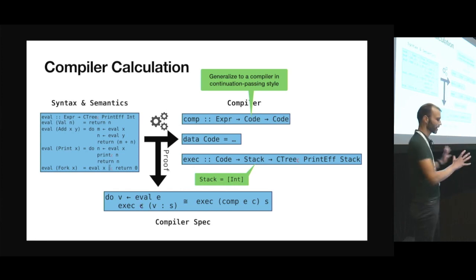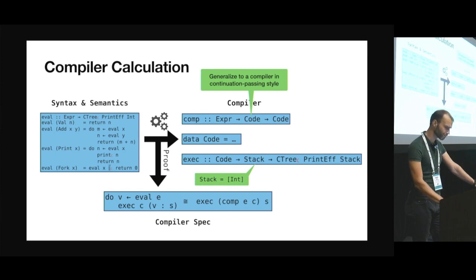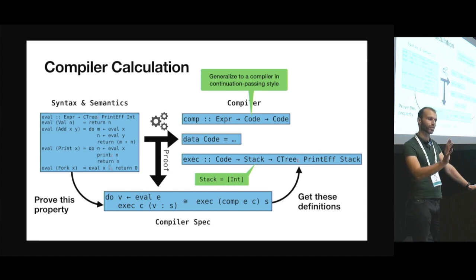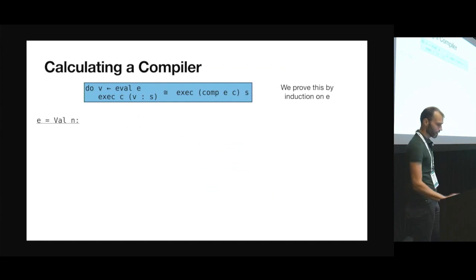Right, so now this is the spec that we want to work with, and now we can crank the handle and go through the calculation machinery. Right, we start to prove this property, and as we prove this property, we get those definitions out: the compiler, the code, and semantics. All right, let's try this out. So this is the spec again at the top here, and what we're going to do is prove this by induction on e, the structure of the source language. And we start with a simple case, namely that e is just integer literals, just a val n case.